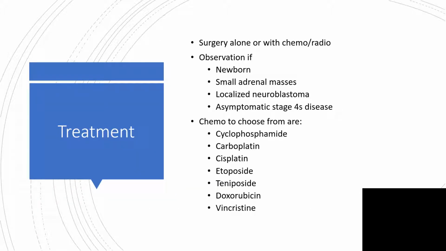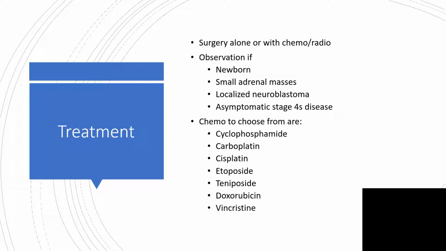How do we treat? It could be surgery alone, or with chemo or radiotherapy. You are going to observe only if this is a newborn, or if there is small adrenal mass, or there is localized neuroblastoma, or it is even a stage 4S disease, but it is asymptomatic. So why bother the affected child?